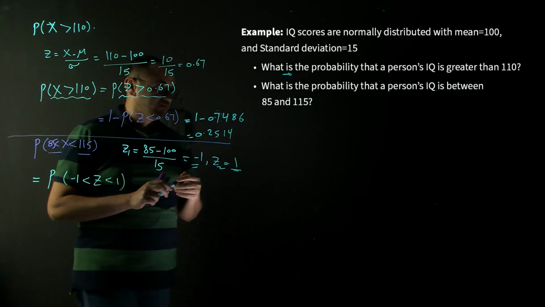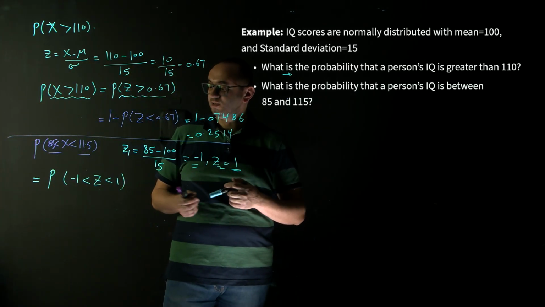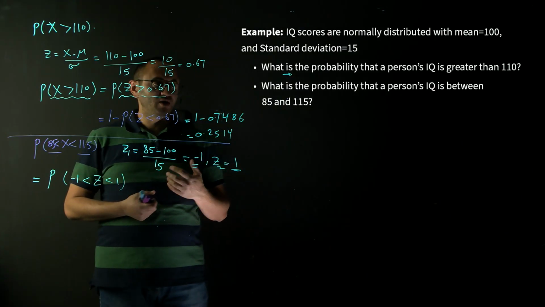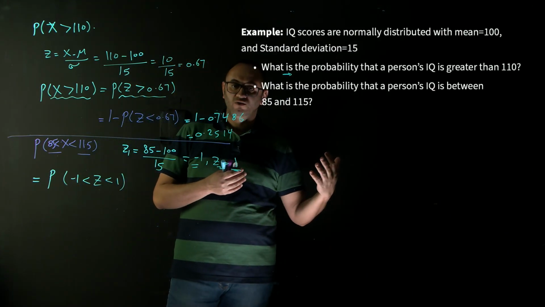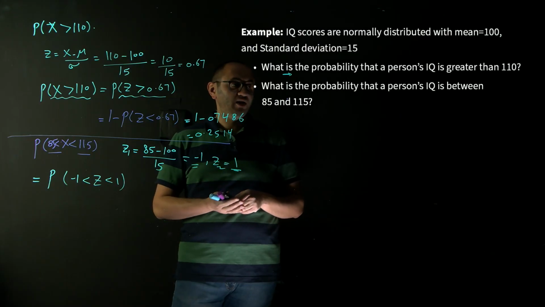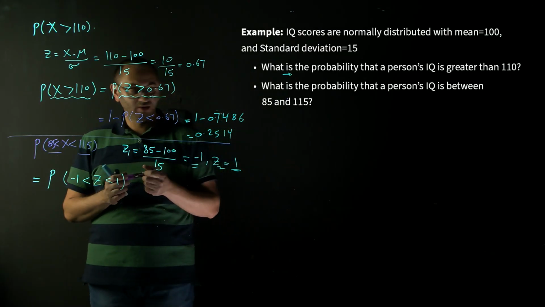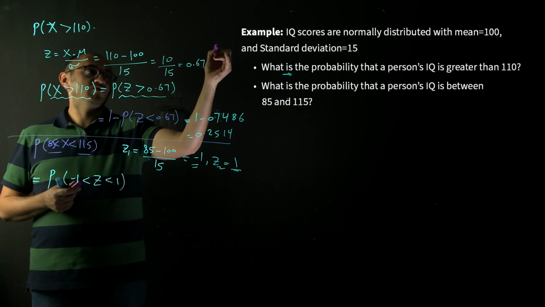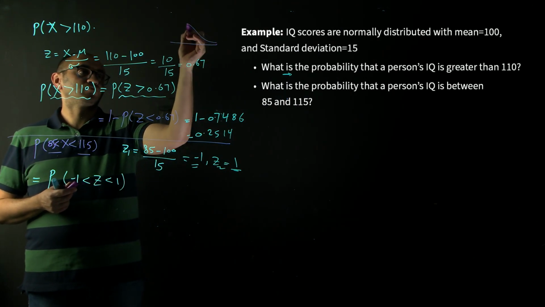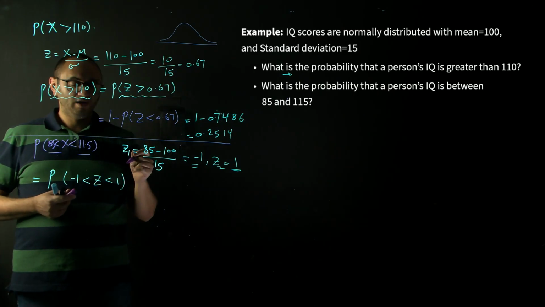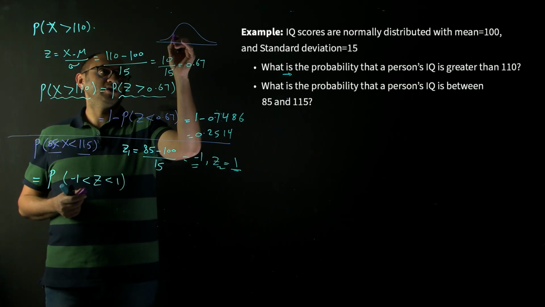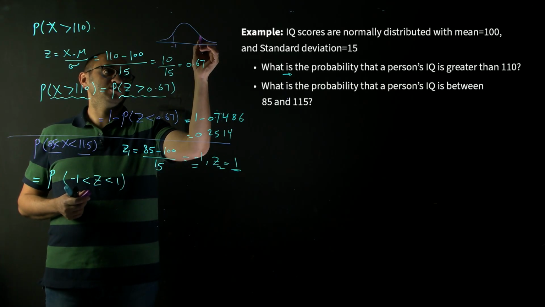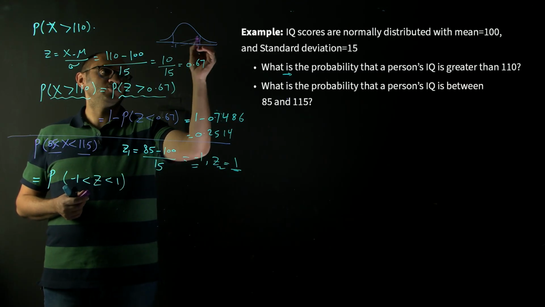All right, now how can we find this probability? We know how to find the area above a number or the area below a number, but how can we find the area in between? So let me explain, I'll make a small graph here. We have to find the area between negative 1 and 1. Let's say negative 1 is here, 1 is here. We have to find this probability.